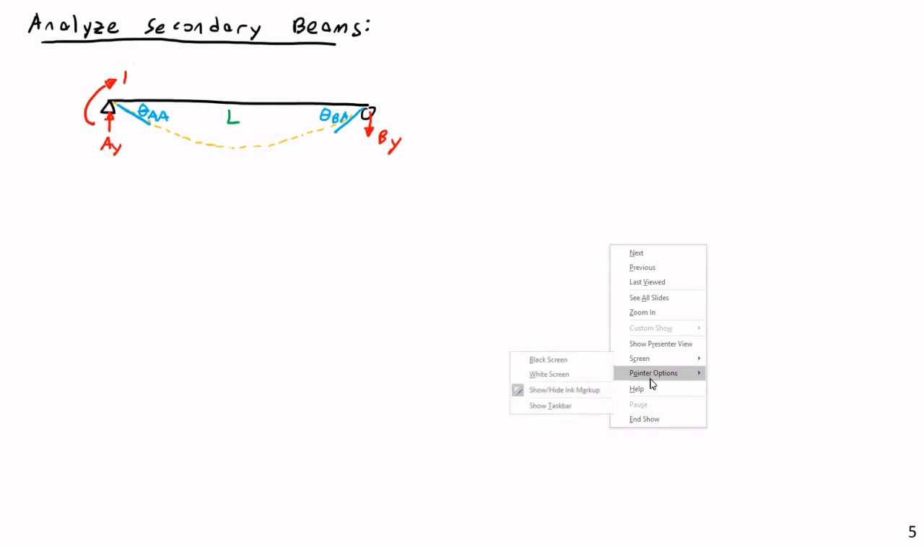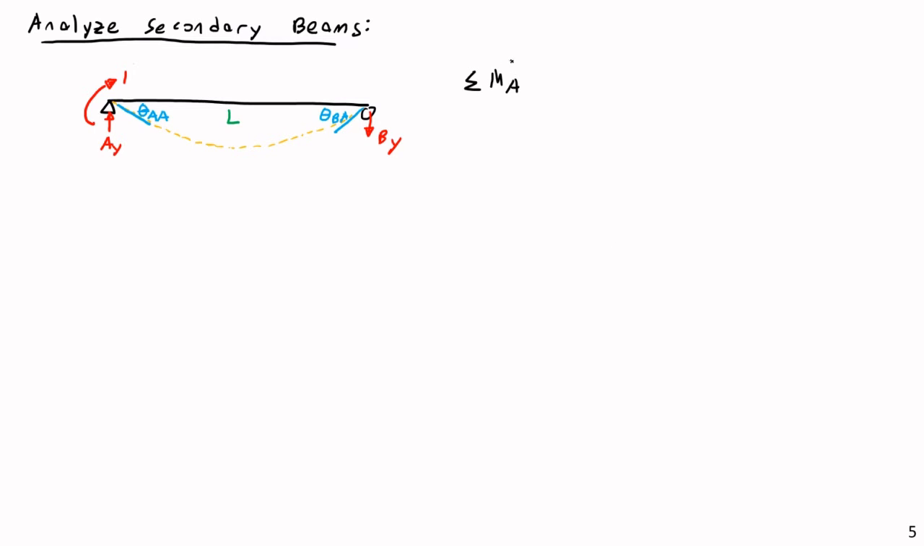Okay, so I first need to get my reactions, which you can probably figure out in your head, but if not, that's fine. Let me just go ahead and do a balance of moments about A. I would have BY, or actually negative BY.